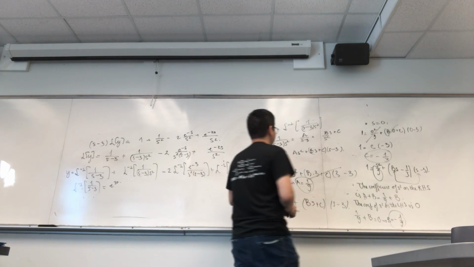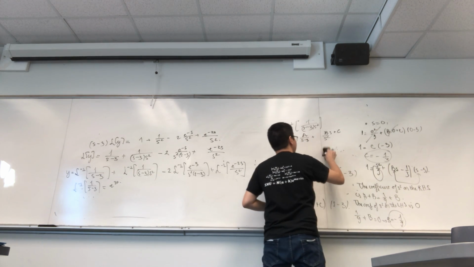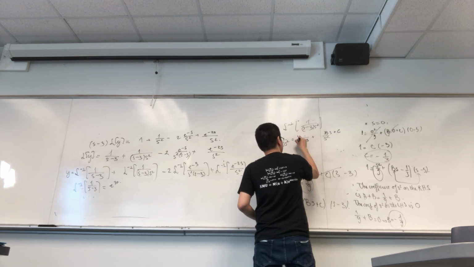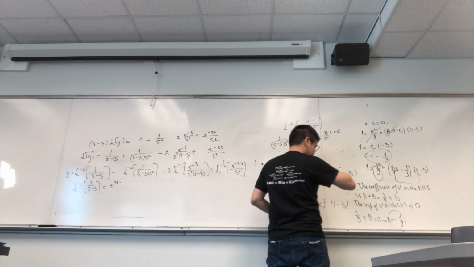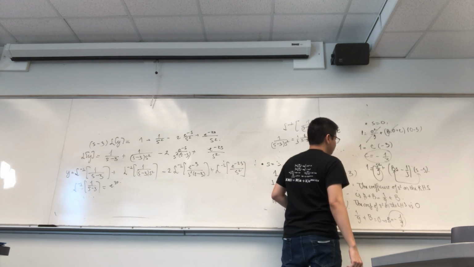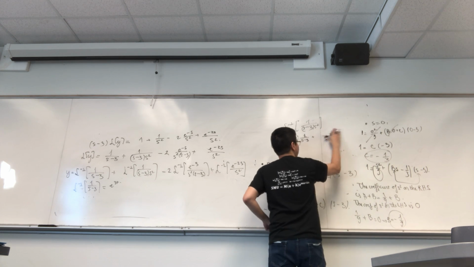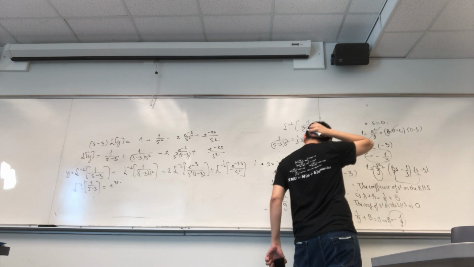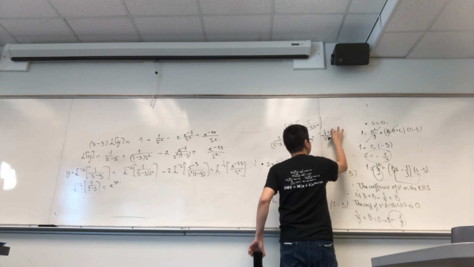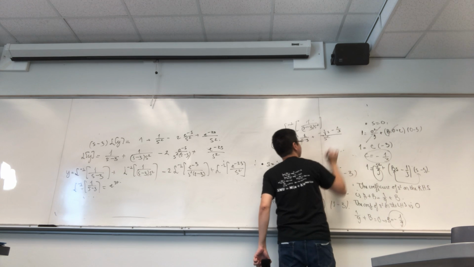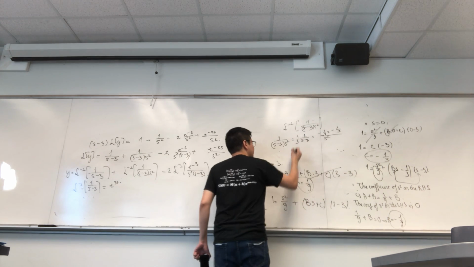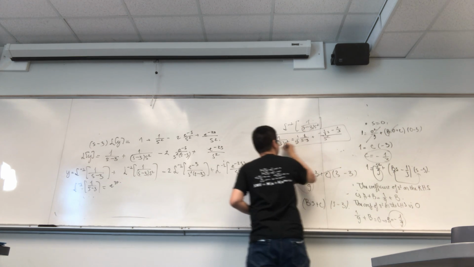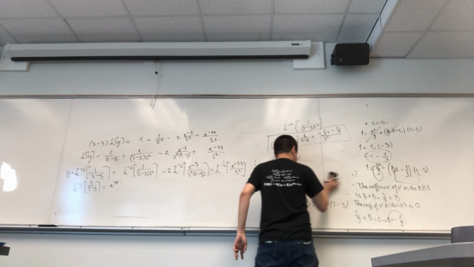So now I have these things. A is 1 over 9, B is minus 1 over 9, and C is minus 1 over 3. All right. So this is the partial fraction that we have.